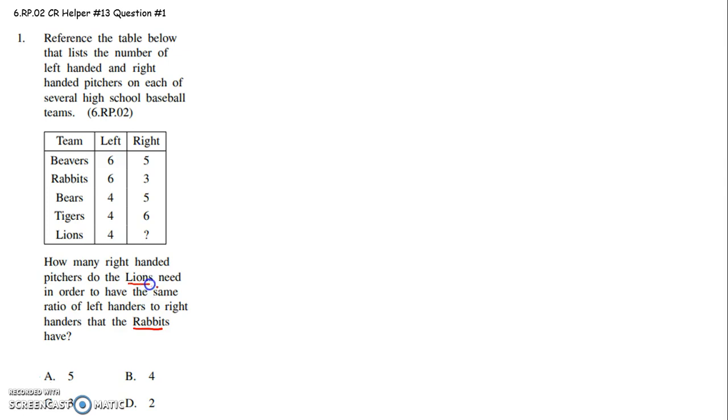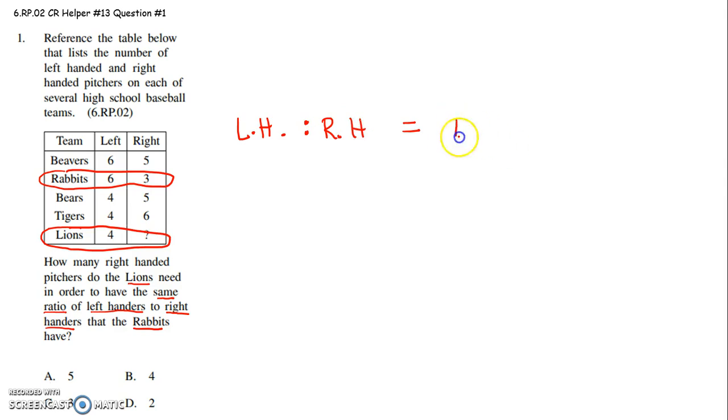Okay, so we're looking for the Lions and the Rabbits to have the same ratio of left-handers to right-handers. So we only care about the Lions and the Rabbits. So those are what we'll focus on. And we want to have the same ratio. We want to have equal ratios of left-handers to right-handers. And we know about the Rabbits. And we want the Lions to have an equal ratio.